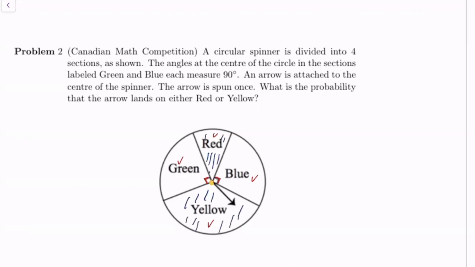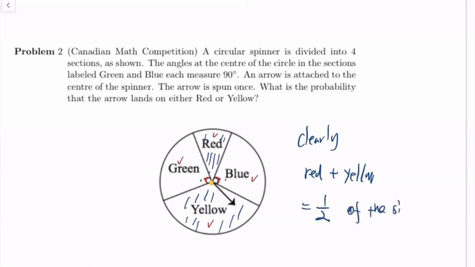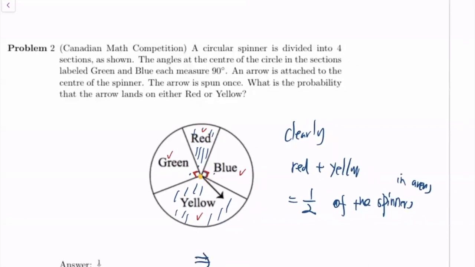When we look at the picture clearly, red plus yellow equals 1/2, because this is 90, this is 90, so it's 180, which is 1/2 of 360. So it's clearly one half of the spinner in terms of area. Now because everything is equally likely, the probability will just be 1/2. If we randomly spin the arrow, then with probability 1/2, it will land on either red or yellow.